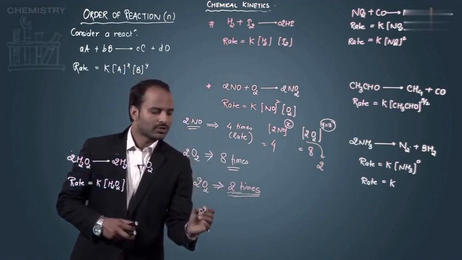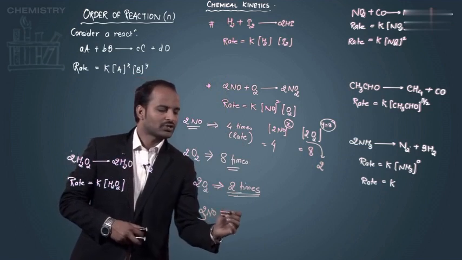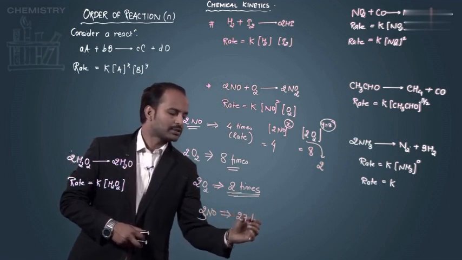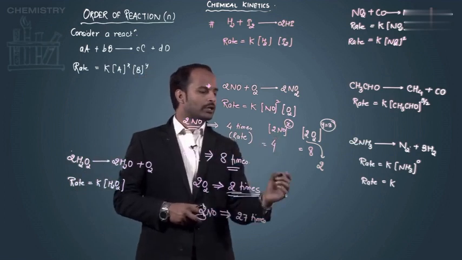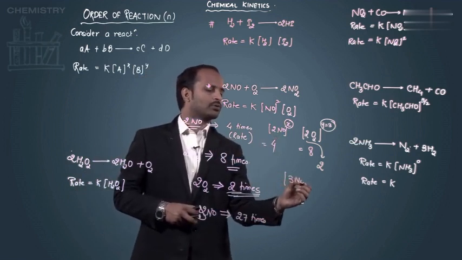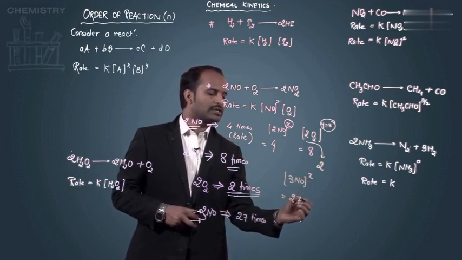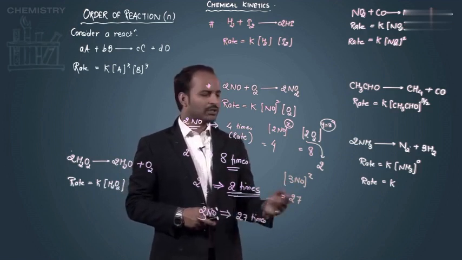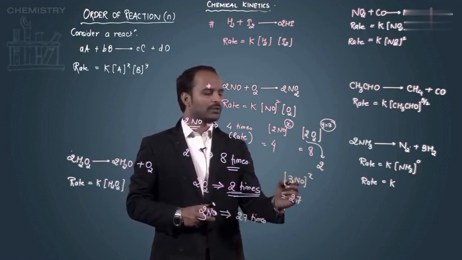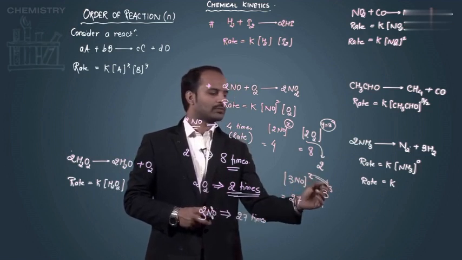Suppose I triple the concentration of NO. The reaction changes by 27 times. If I am tripling the concentration of NO here, suppose I wanted to know the power. If I triple it, the rate of reaction increases by 27 times. Means 3 is getting converted into 27. So what will be the power again? Simply, 3 is becoming 27, so it is going to be 3 raised to 3. That means the x value is 3.